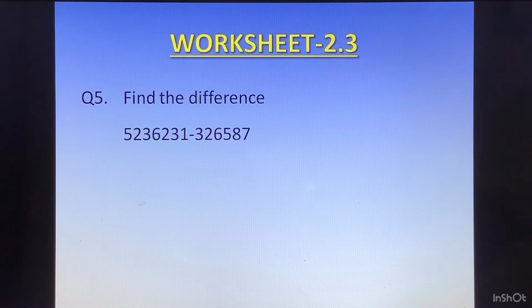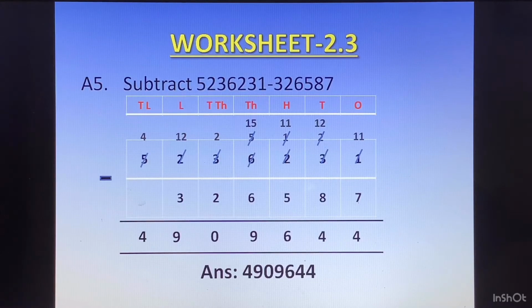Question 5, find the difference. 523623 minus 326587. When you subtract, you get the answer as 4909644. Now here, since the question was written in a straight line and given to you, you have to make sure that you write it properly under correct place values.